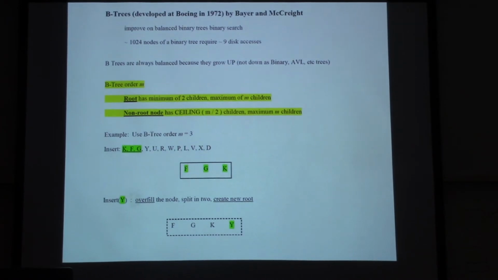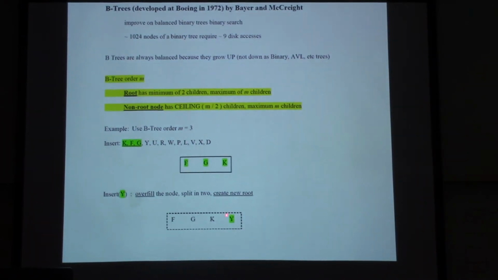Now the next thing I'm going to do is insert the Y. So when the Y goes in, it overfills the node. I'm signifying the overfull node by the dotted lines, which means the node cannot be like that all the time. It's temporary. So what's going to happen is the F, G, K, Y are temporarily in the node, and then the node will split in half.